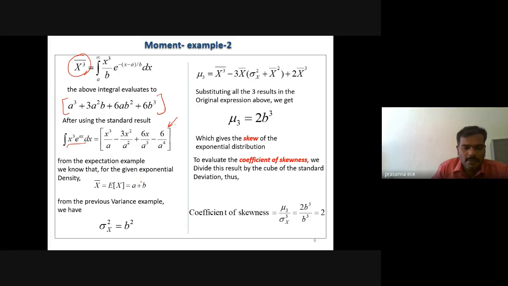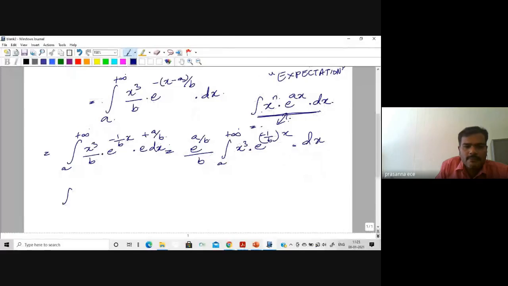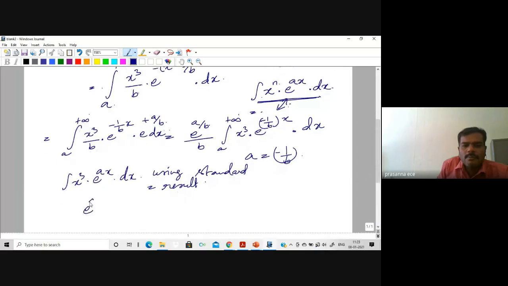Okay, so what I am telling here is, you have to use this formula. You are going to use the standard formula for integral x cube into e power ax dx. Here the a value is equal to minus 1 by b. So using the standard result, this becomes e power a by b divided by b into, so you are going to evaluate this.